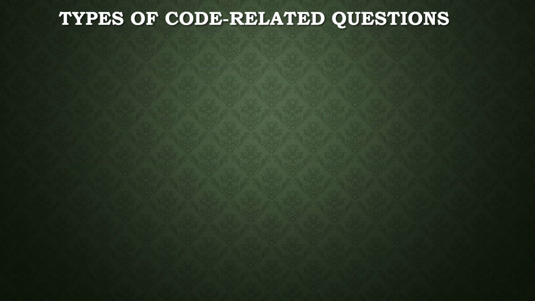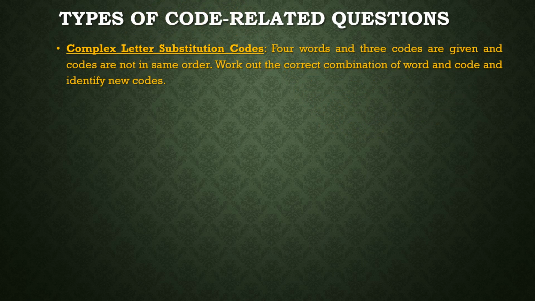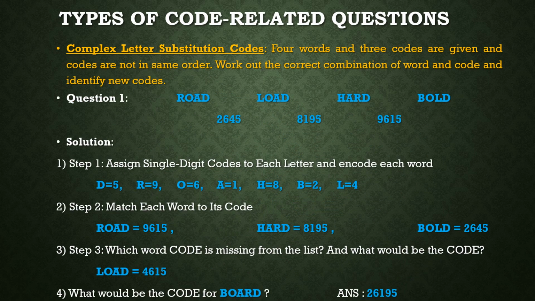Let's have a look at the second type of problem which we get in the word and code category. These types of problems are complex letter substitution codes wherein we are given 4 words but 3 codes. So definitely from this combination there is one word which does not have any code. So let's have a look at how we solve this kind of problem.